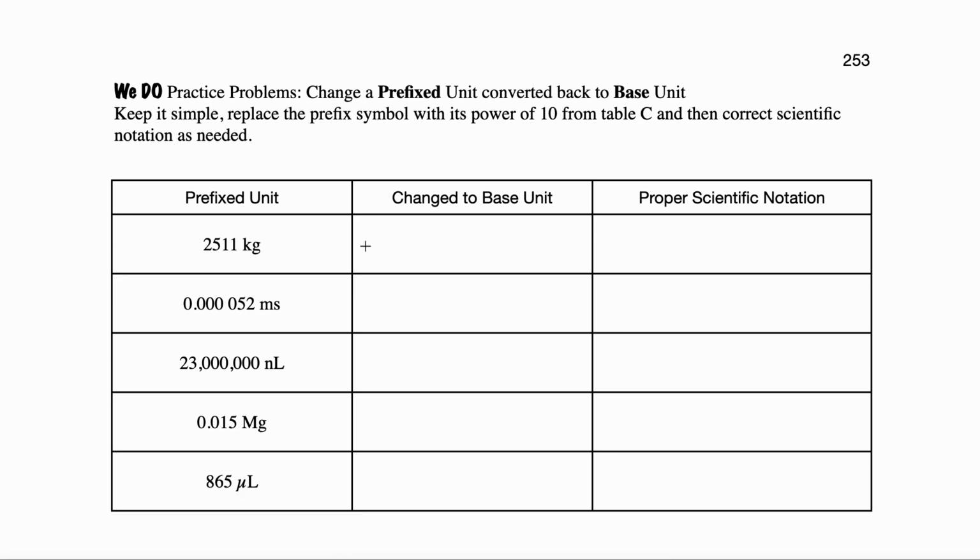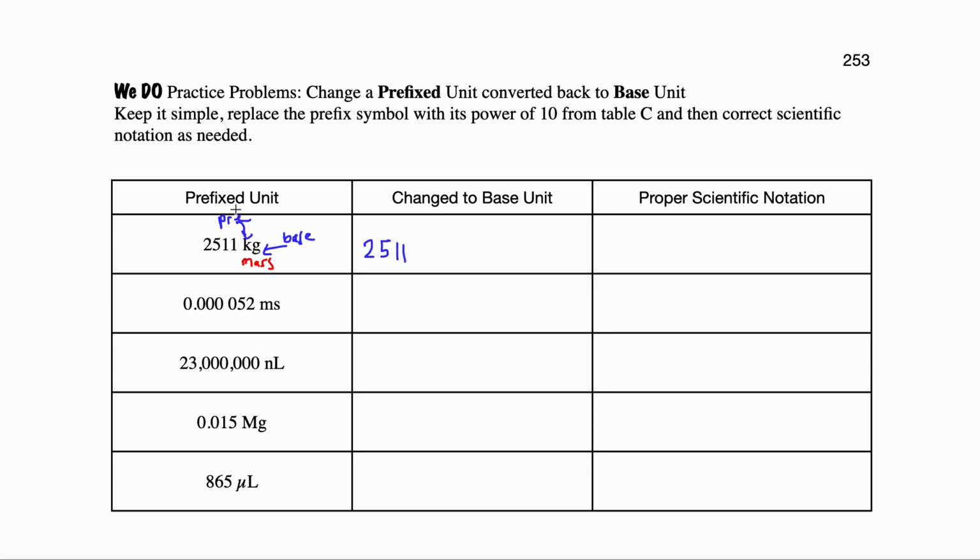So when I take a look at this, it says 2,511. So those are the digits I'm going to write down. But it says kg. The K comes from table C because that's a prefix. And the g, that is the base unit, and we'll see that listed on table D. And when you put kg together, in this case, the quantity that they are representing is mass.